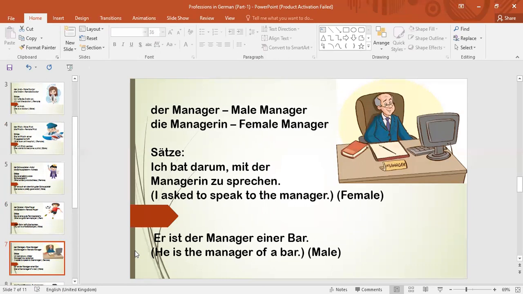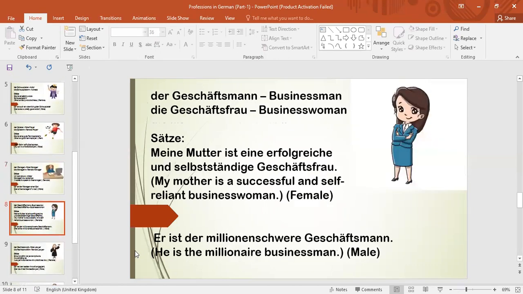Okay. The next profession we have is Geschäftsmann. Geschäftsmann is called a businessman. So in Geschäftsmann, Mann is a man and Frau is a lady or a wife. So here this is a lady, a businesswoman. Der Geschäftsmann is a businessman. Die Geschäftsfrau is a businesswoman.